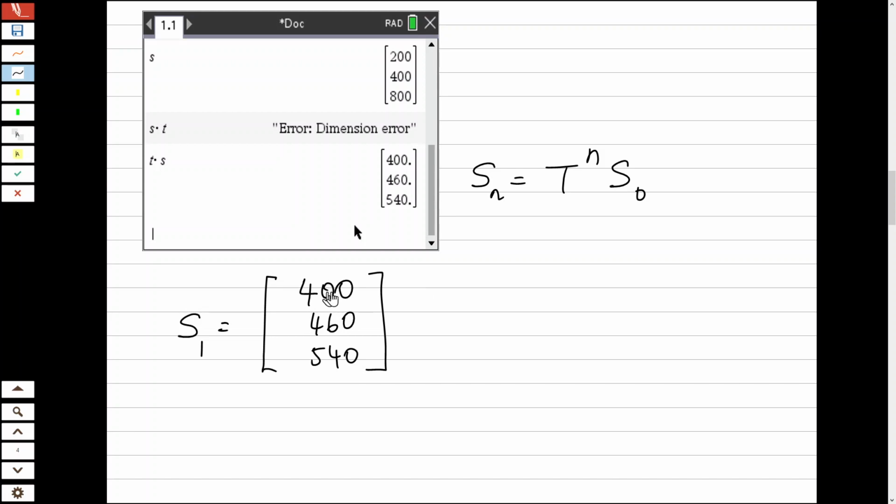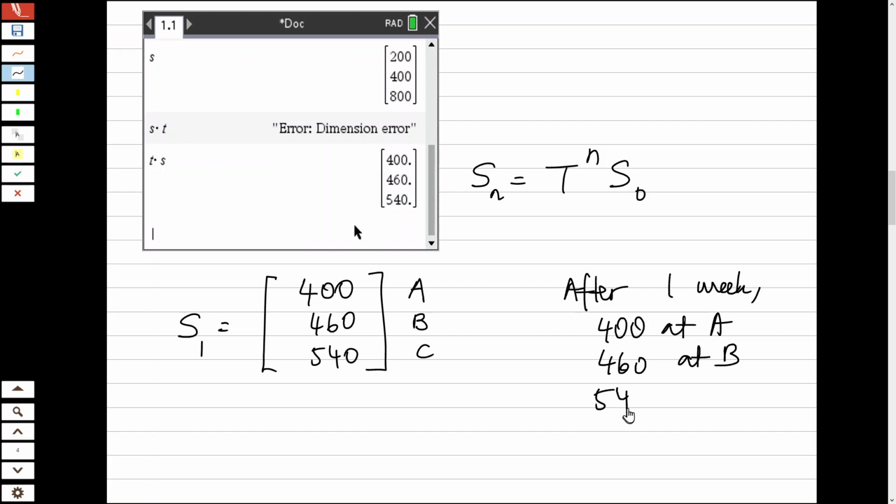Right, so because I set up my matrix in the order A, B, C, I have to remember that order when I calculate a new matrix. The transition matrix and the state matrix need to have matching rows and columns, and remember the order. So I've done A, B, C. So after 1 week, we'll have 400 at A, 460 at B, 540 at C.